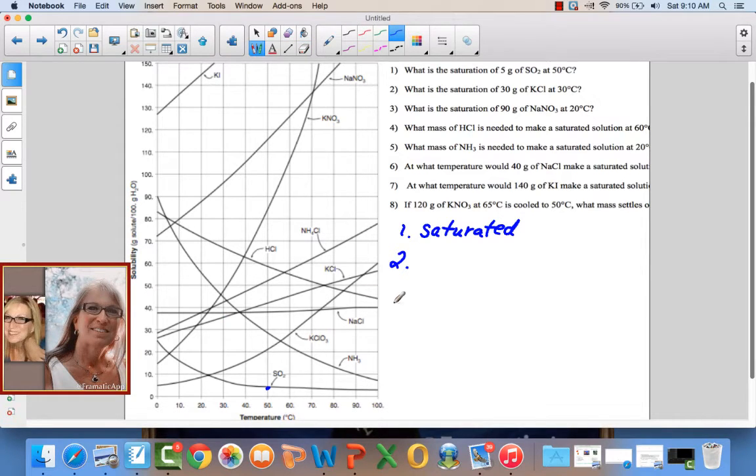Okay, so what is the saturation of 30 grams of KCl at 30 degrees? So I go to 30 degrees, 30 grams, and I'm going to put a dot. Okay, this was question 1. I'll label this. This is question 2. So let's look where I am in relation to KCl. I'm below the line, so this is unsaturated.